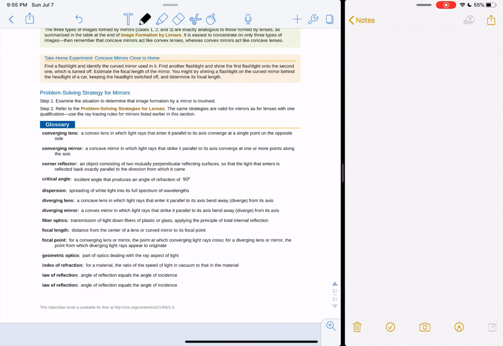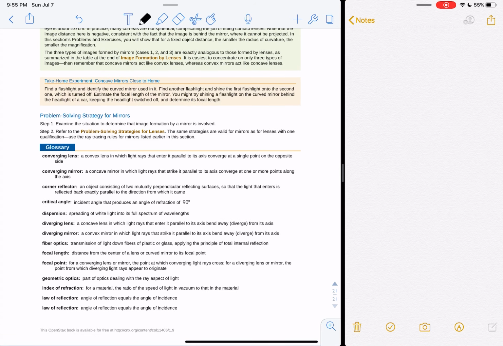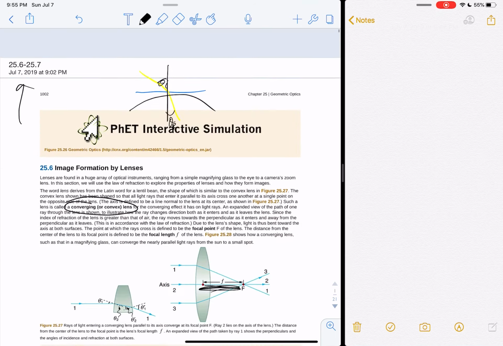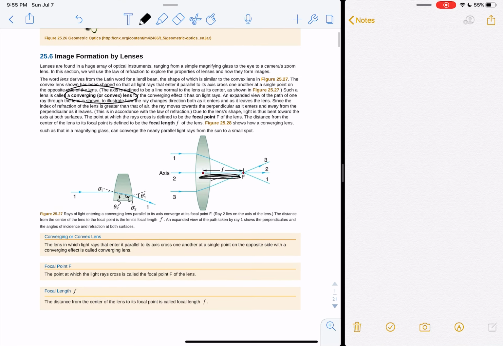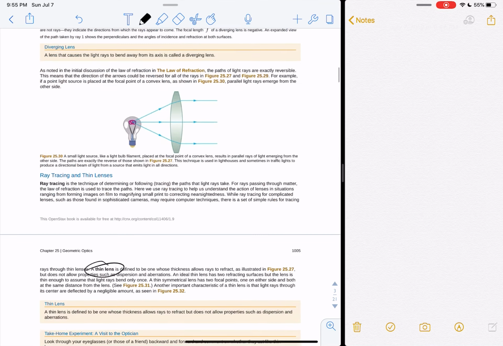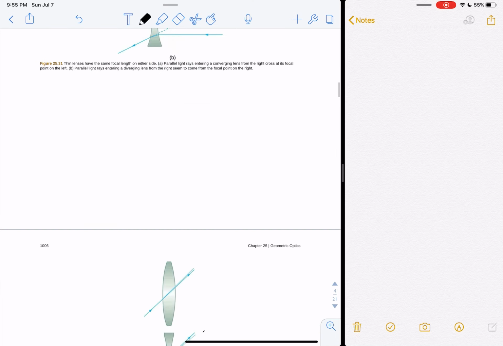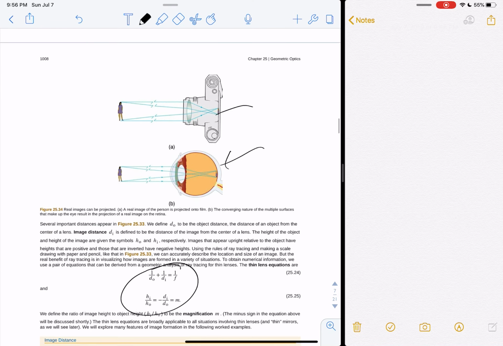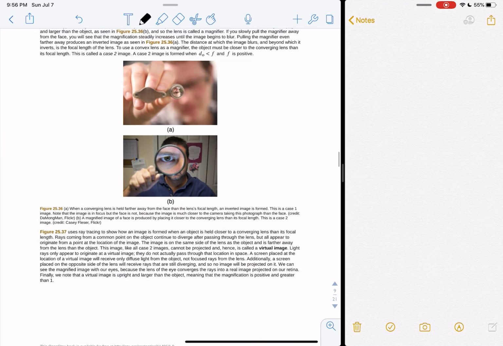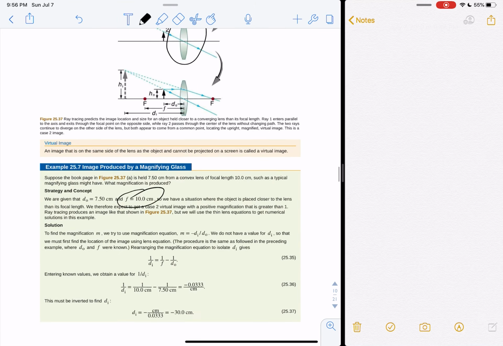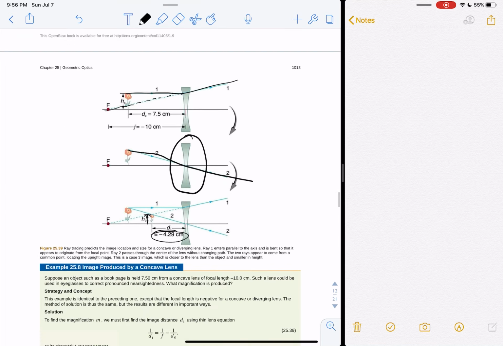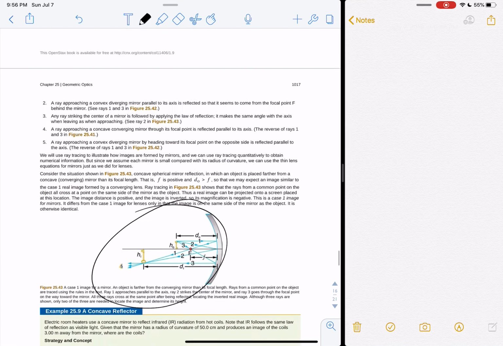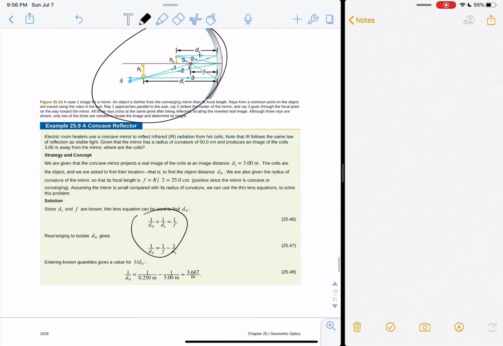Okay, all right, so I guess we don't have a summary here. But 25.6, we got image formations from lenses. Two types of lenses, converging, diverging. Make sure you know your three rays for your converging lens, your two rays for your diverging lens, and then make sure you know your thin lens equation and your magnification equation, and be able to calculate where the objects and images are. Okay.